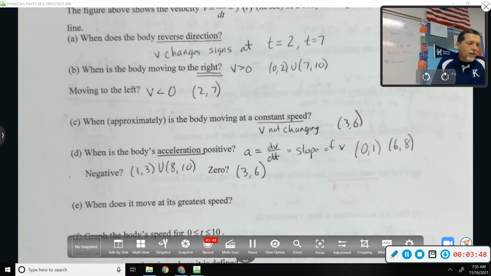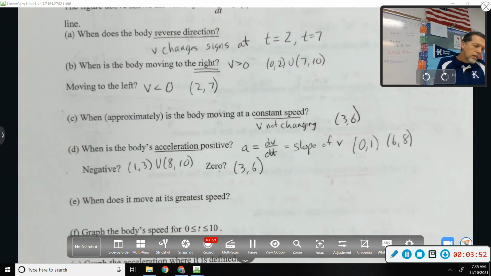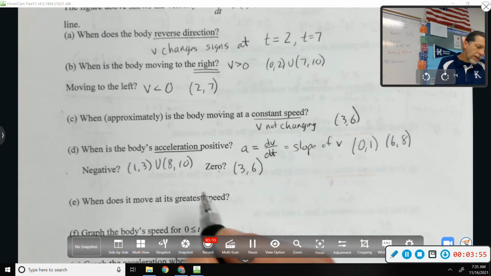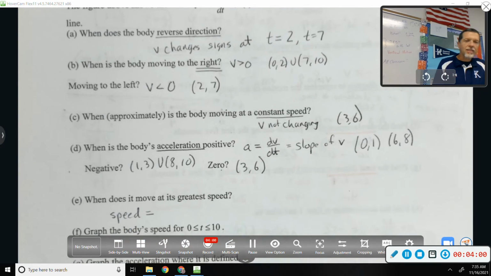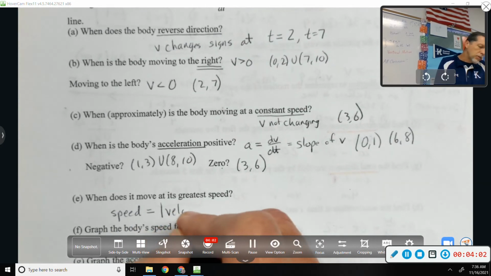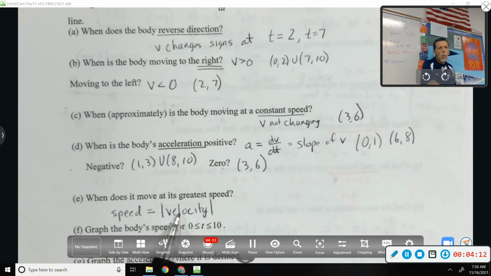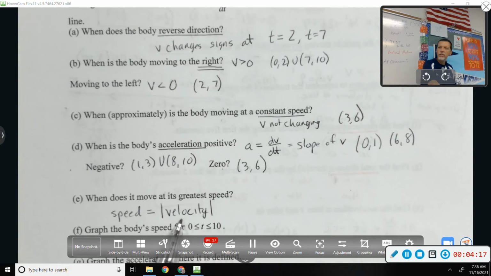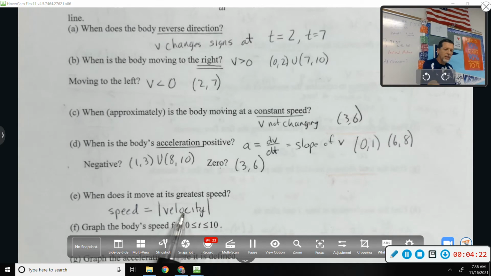So not a hard graph to read as long as you understand what you're looking at and what they're asking for. When does it move at its greatest speed? I don't know that we've actually said this yet, but speed is the absolute value of velocity. So speed is just how fast you're going, without regard to forward or backwards. In physics, you usually say speed is the magnitude of the velocity. So it's velocity without the direction on it. It's kind of the same thing here.